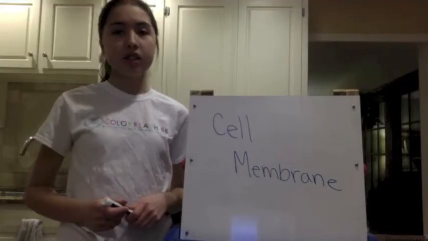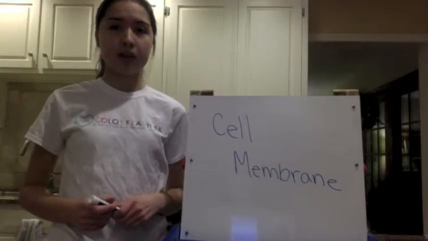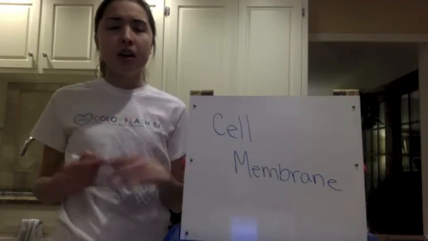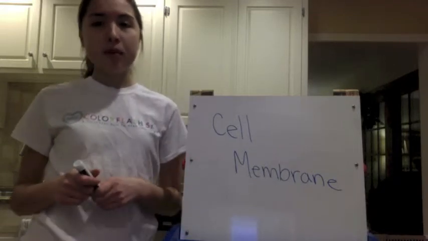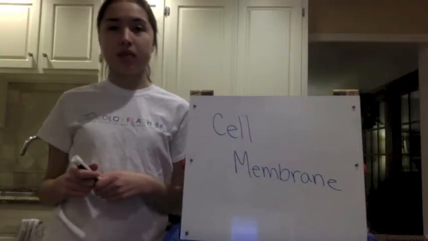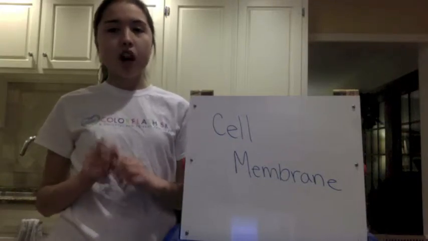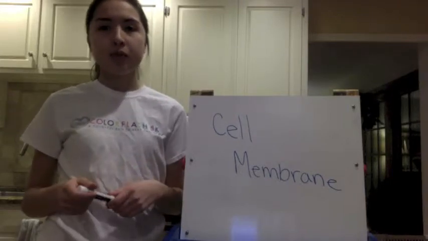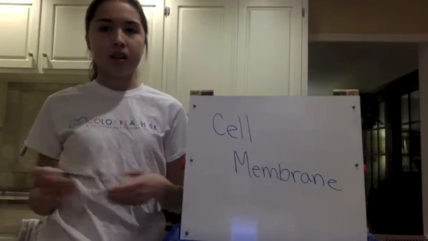Now, we all know what cells are and that everything in the world is made up of cells. But what's a cell membrane? Well, a cell membrane is a semi-permeable membrane surrounding the cytoplasm of a cell. And their main job is to regulate what can go into and out of the cell and what can't. So, what does this mean?